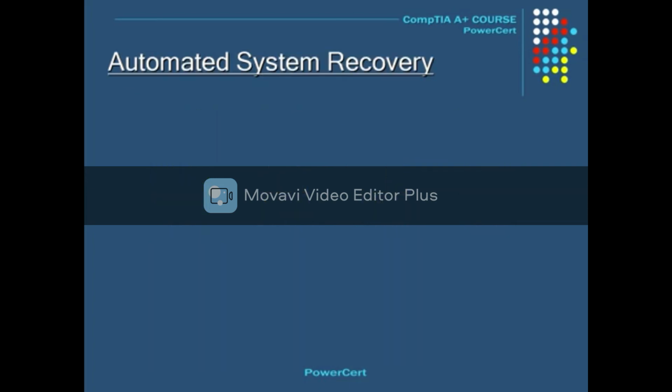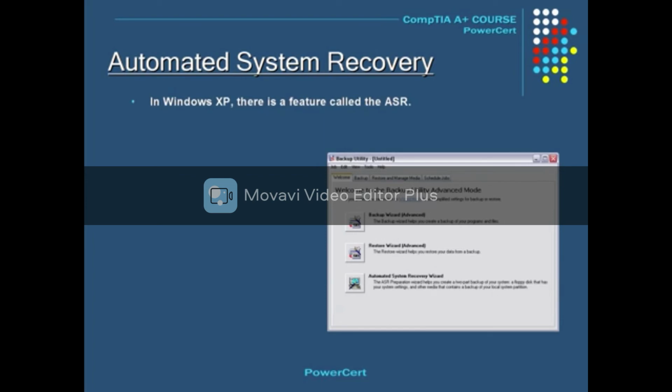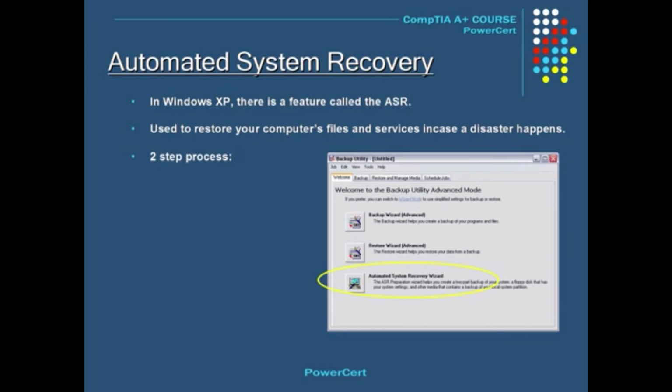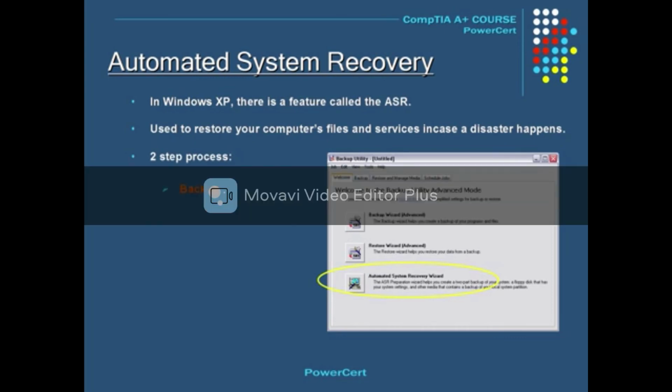In Windows XP, there is a feature called the Automated System Recovery, and this is used to restore your computer's files and services in case a disaster happens. The ASR is a 2-step process. The first step is the backup, and the second step is the restore. The backup is created using the backup utility located under System Tools in the Start menu.